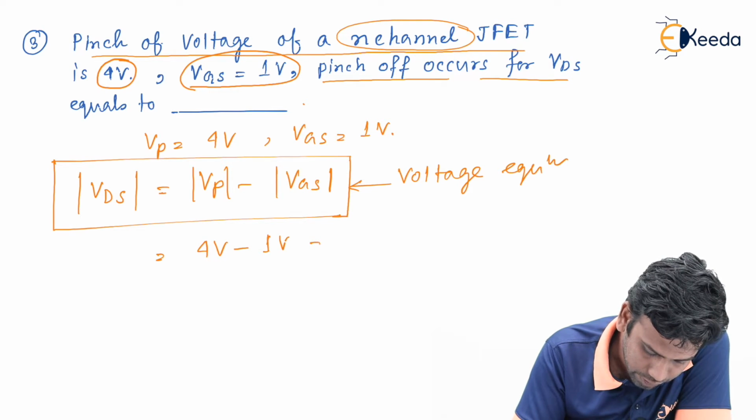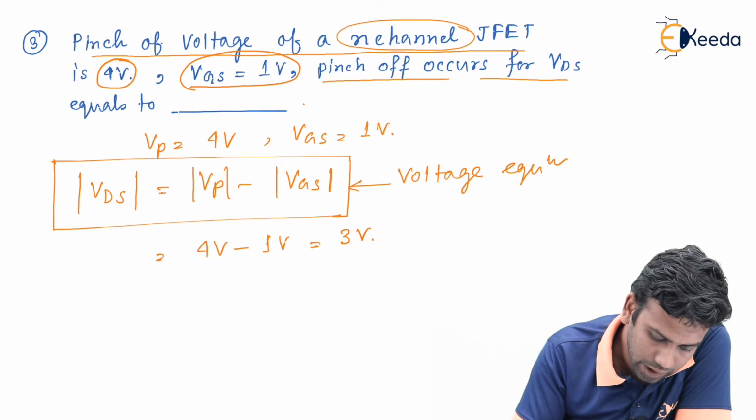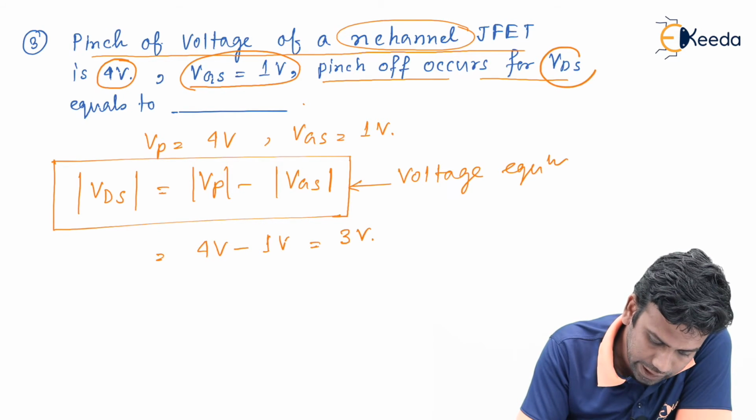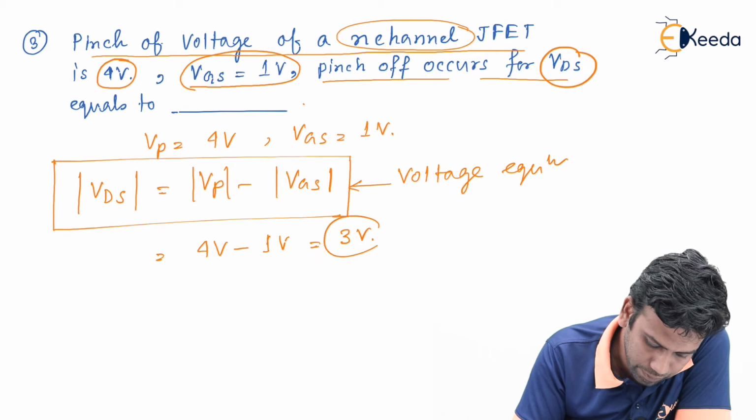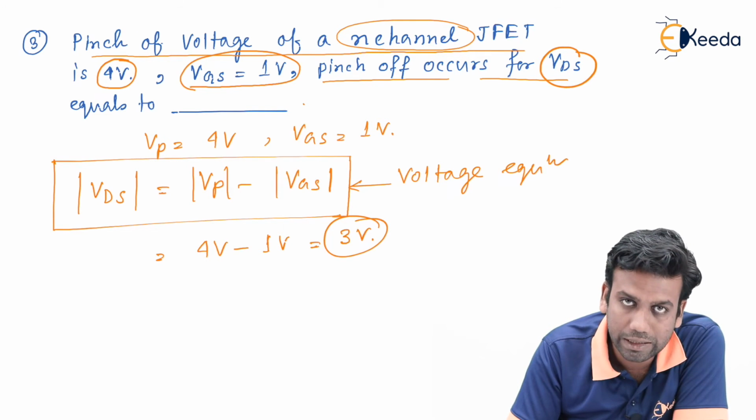Now from this equation we can find the value as Vp, 4 volt, minus VGS, which is equal to 1 volt, so it will be 3 volt. So pinch off will occur at a value of VDS when the VDS value will be 3 volt. So this is all about the numerical that is given.